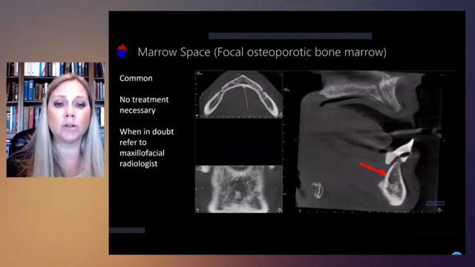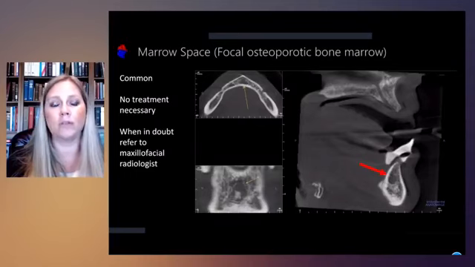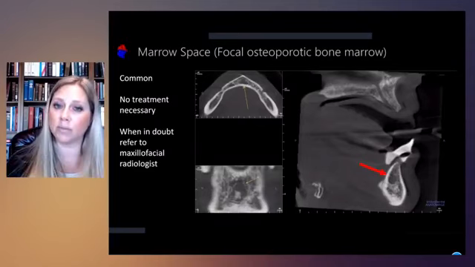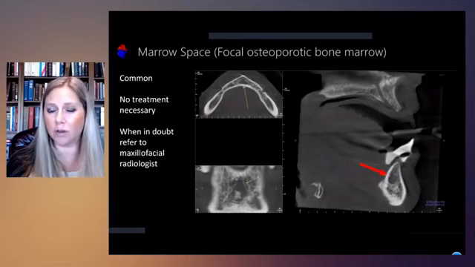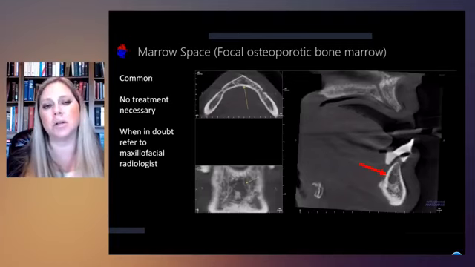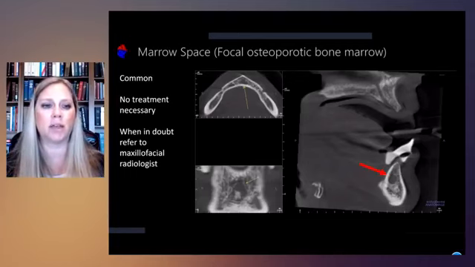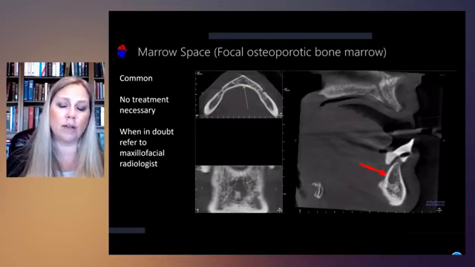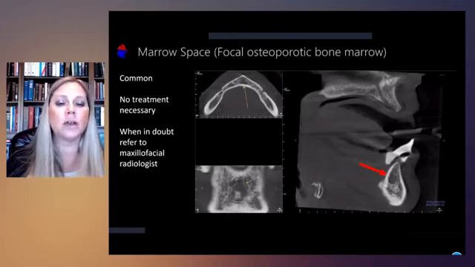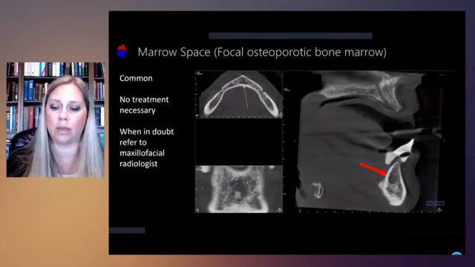The other thing that you want to look at is your cortical border. If we have thinning of a cortical border, then we know there's something there. But if there's no thinning of the cortical border, it is intact, there is no expansion, well, it lets us know we do have an enlarged marrow space. Again, if you're ever in doubt, you can always send that to an oral maxillofacial radiologist like myself, and we're more than happy to help you with that.